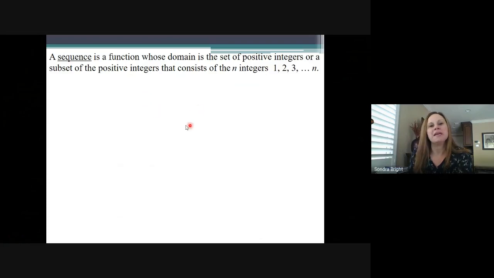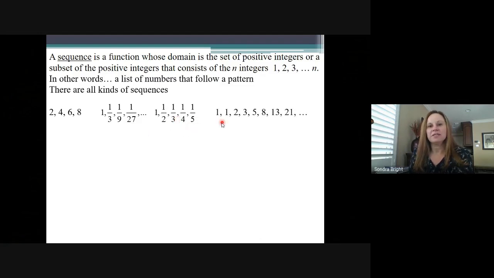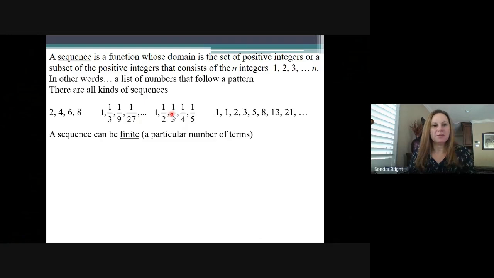So you'll just be putting into this function only the positive integers starting with 1 and then going through n. Basically, a sequence is just a list of numbers that will follow a pattern. And there's all kinds of sequences. 2, 4, 6, 8 is one. 1, 1/3, 1/9, 1/27 is one. 1, 1/2, 1/3, 1/4, 1/5 is another sequence. 1, 1, 2, 3, 5, 8, 13, 21. All of these are examples of sequences.